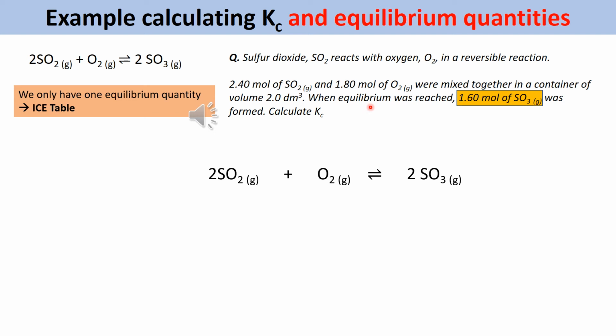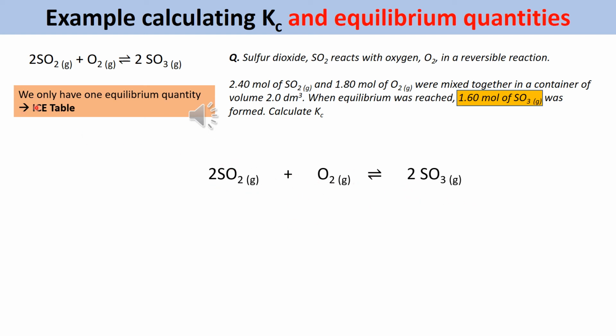Okay, apologies about that. That was to emphasize the point that in cases where you are given only one equilibrium quantity, you need to use something called an I.C.E. table. And the first thing you're going to do to create an I.C.E. table is just write the equation out in the middle of the page and write it quite nice and spaced out so you can write columns beneath it.